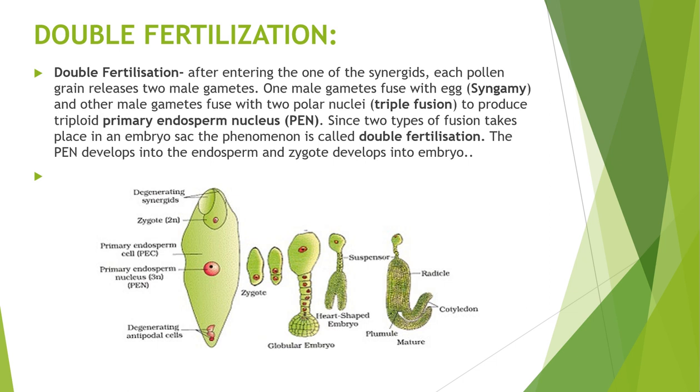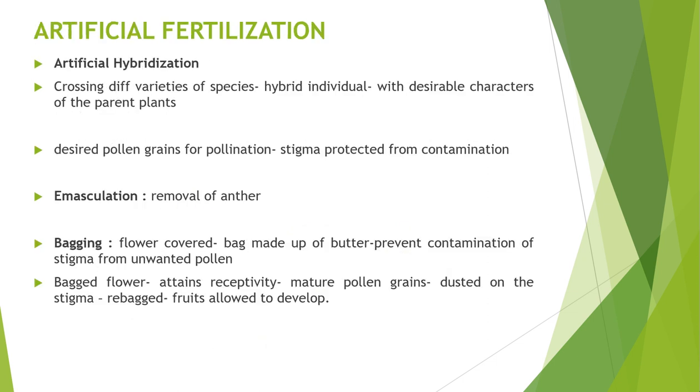So double fertilization means सिंपली फ्लावरिंग प्लांट्स में टू मेल गैमेट्स रेडी होते हैं, जो फर्स्ट फ्यूज होता है एक के साथ में, दूसरा फ्यूज होता है टू पोलर न्यूक्लियाई में, जिसे हम ट्रिपल फ्यूजन कहते हैं. ओके, एंड दिस प्रोसेस इज यूनिक फॉर द एंजियोस्पर्म्स और फॉर द फ्लावरिंग प्लांट्स ओनली. ओके, सो दिस इज द डबल फर्टिलाइजेशन एंड द आर्टिफिशियल हाइब्रिडाइजेशन.